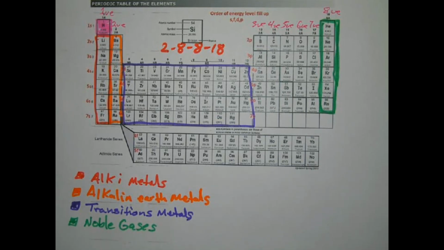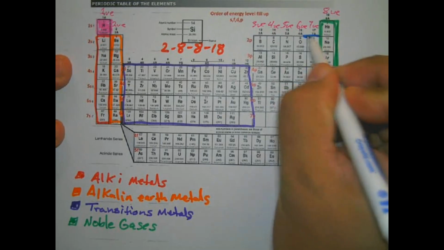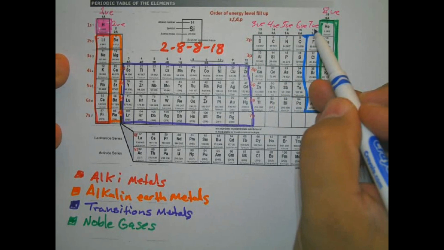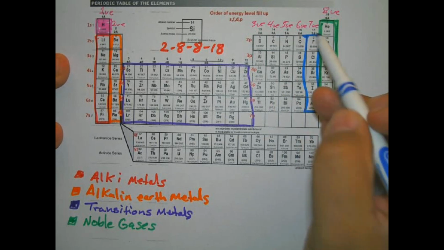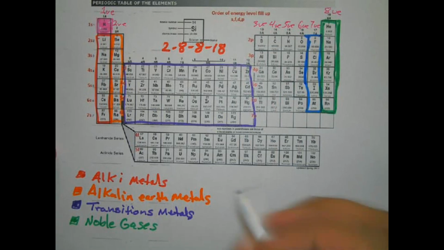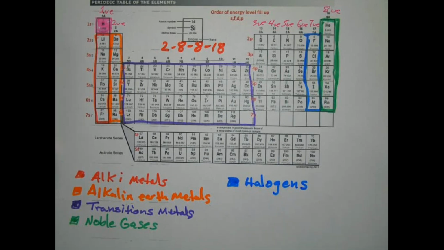Now, right beside them, we have these guys right here. And these guys have 7 valence electrons. Okay? Now these guys are so close to filling up, they just need one more electron to fill up their last energy level. And these guys we call the halogens. Okay? Those guys are called the halogens.